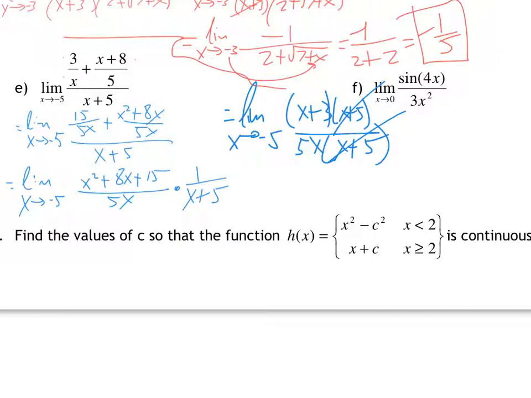And the x plus 5 is canceled. Now this is not a problem. We can just substitute the negative 5. And we get negative 5 plus 3, that's negative 2, all over negative 5 times 5, negative 25. So that's 2/25ths.